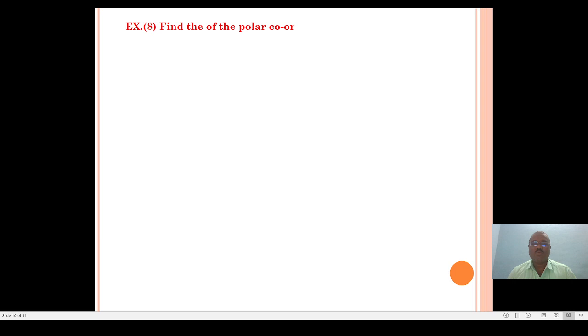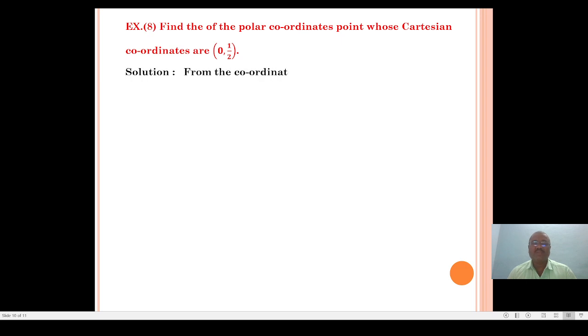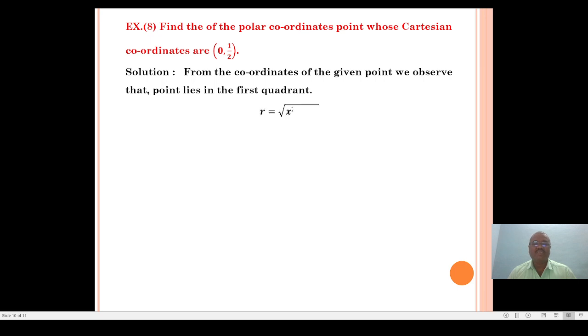Find the polar coordinates of the point whose Cartesian coordinates are (0, 1 by 2). So from the coordinates of the given point, we observe that the point lies on the positive y-axis. So r equals root of x square plus y square gives r equals root of 0 square plus half square, equals root of 1 by 4, which gives r equals 1 half.